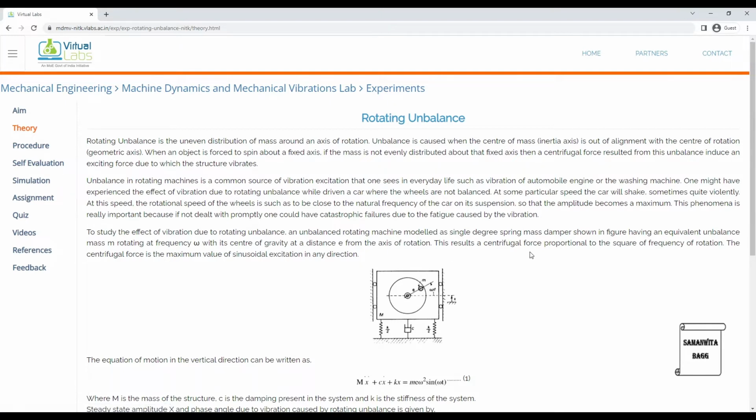This results in a centrifugal force proportional to the square of the frequency of rotation. The centrifugal force is the maximum value of sinusoidal excitation in any direction.